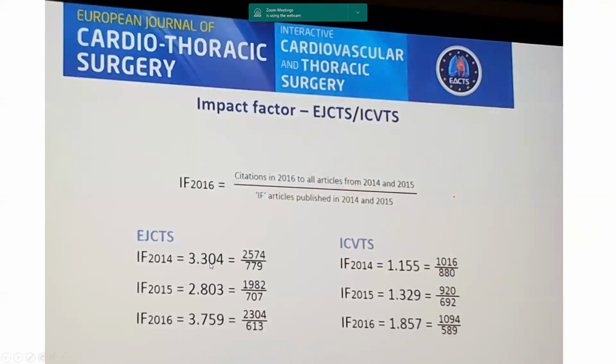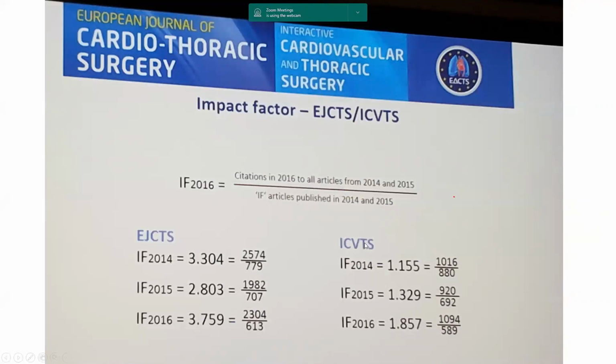So let's look at the EJCTS. Year on year, their impact factor, well, tended to increase. This year was a bit of an anomaly. But if you look at the numerator, the number of citations they received, it actually stays more or less the same. In fact, if anything, it's gone down a little bit. And yet the impact factor's gone up. How? Because they rejected more papers. The accepted papers went down. Your denominator comes down, your impact factor goes up.